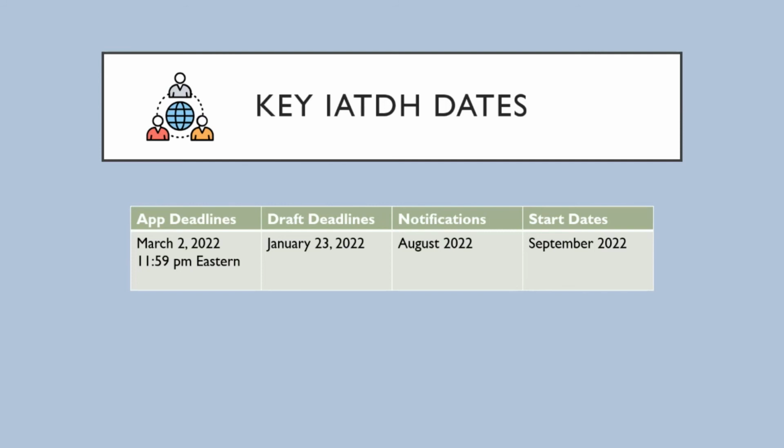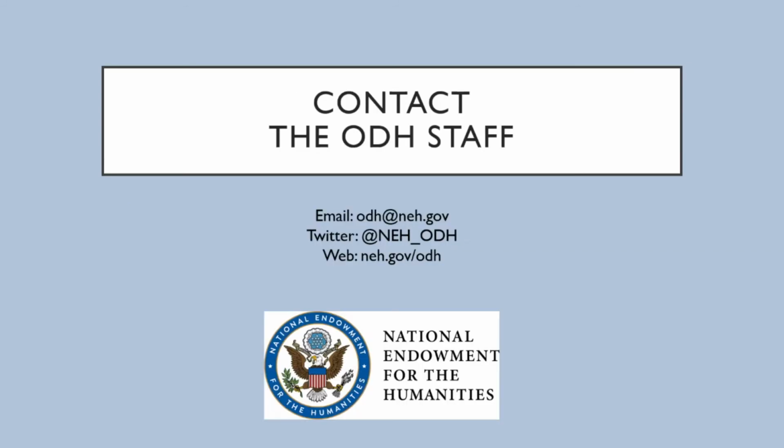Most institutes' award periods do have a start date closer to that September 2022 date to give a project team plenty of time for publicity, recruiting, participant selection, and then the active institute and the follow-up activities. And particularly if you're proposing multiple versions of your institute, you want to give yourself plenty of time.